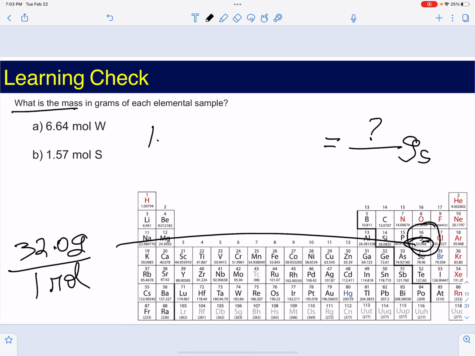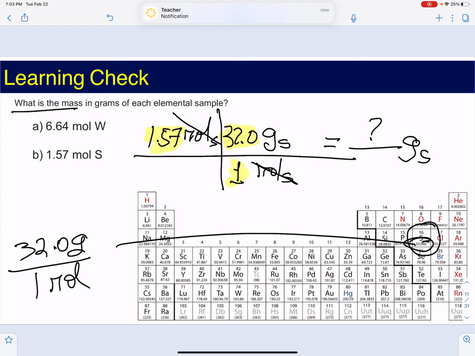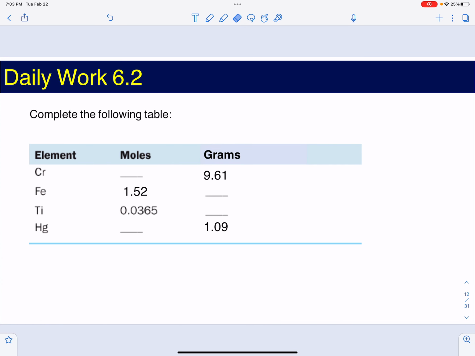So given 1.57 moles of sulfur, can you find the grams? Yeah, because I don't care about the moles. I want to get rid of them because I'm looking for the grams of sulfur, and 1 mole of sulfur equals 32.0 grams. So 1.57 multiplied by 32 and divided by 1, just to mention everything. So that's how we go from moles to grams. And that's your daily work. Moving forward.